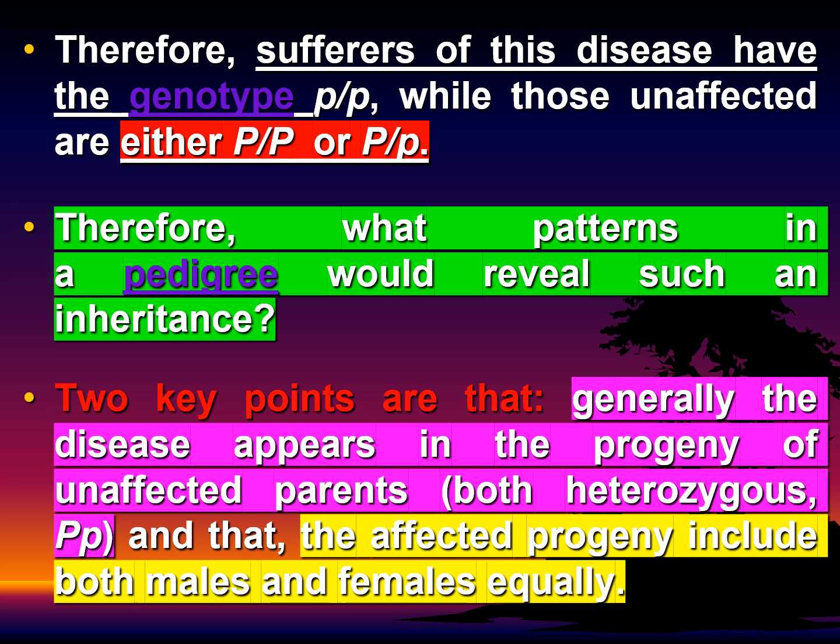So this disease will come about when 2 individuals that are heterozygous for PKU marry. In other words, their genotype is capital P and small p. And also, the affected progeny will include both males and females equally. So wherever you see a recessive condition showing in a family, the children, both male or female, are likely to have it. The parents will look normal, but they are carriers and hence will transmit the disease to their offspring.